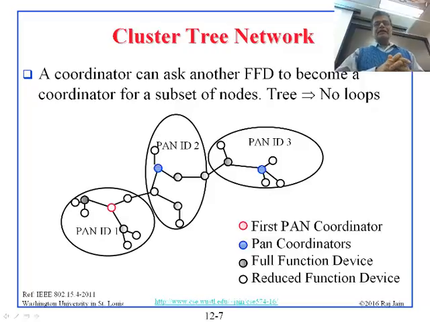So now the whole network, maybe this is what you read. The whole network could be many clusters. Right? So here is a cluster, there is another cluster, there is another cluster. And the devices, the information can go from cluster to cluster to cluster. It can go from here to there. Right? So each cluster is a PAN. And each PAN has a coordinator.